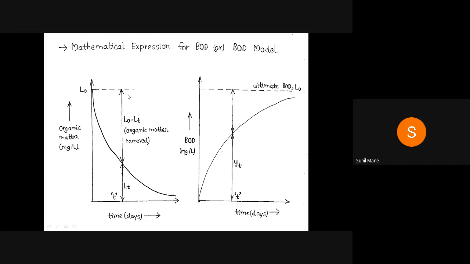The organic consumption after 5 days is this much. Organic consumption after 5 days is L0 minus L5. So these are the two graphs we have to always remember and take into consideration.